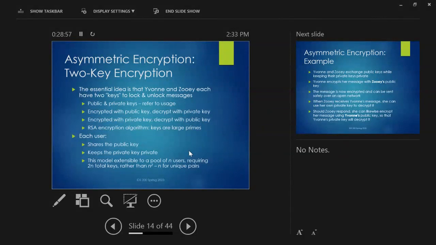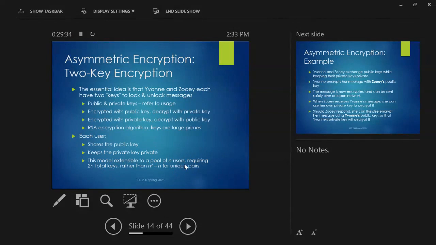So the way this works in practice, every user shares their public key all over the world. Anybody can have it. You can put it on billboards all over town. But they keep the private key private, right? So if this is Yvonne's public key, and Yvonne hangs on to her own private key, but she gives the public key to everybody in the world, and somebody wants to send a private message to Yvonne, they encrypt it with Yvonne's public key, and then she and only she can decrypt it, because she and only she has Yvonne's private key that can decrypt it.